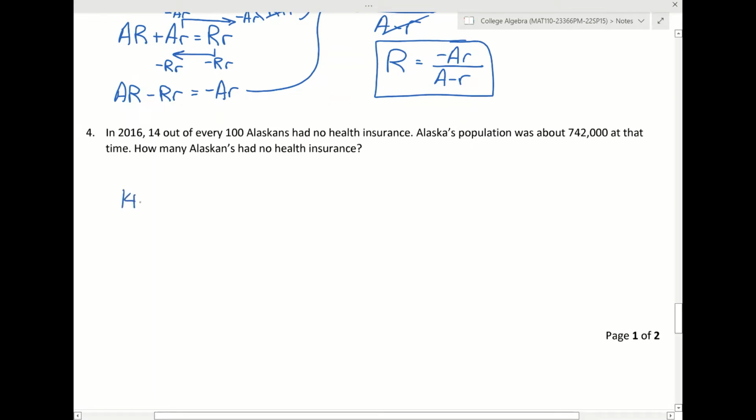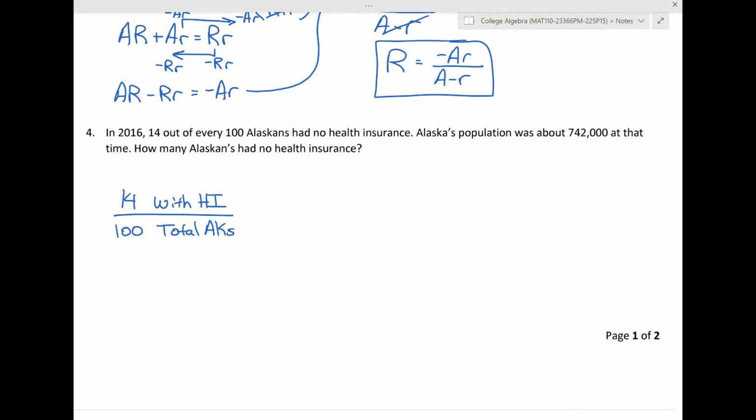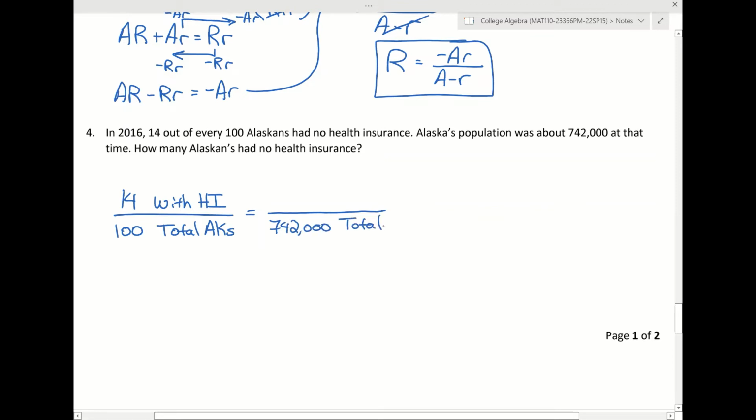we had 14 health insurance out of 100 total Alaskans. A ratio is just a way to compare two different things. We're saying for every 14 with health insurance out of 100 total. So if we want to figure out if there's 742,000 total, how many with health insurance?